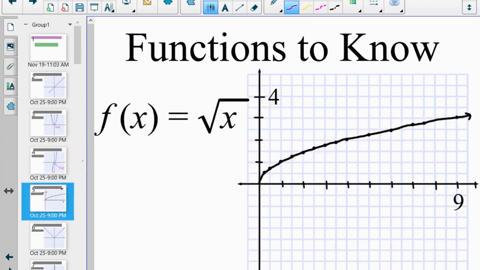Next one for us to look at is the square root function. The square root of x. So the square root of 0 is 0. The square root of 1 is 1. The square root of 4 is 2. The square root of 9 is 3.